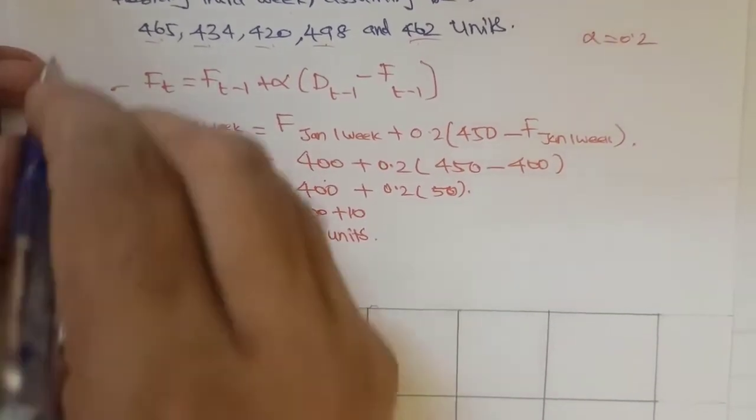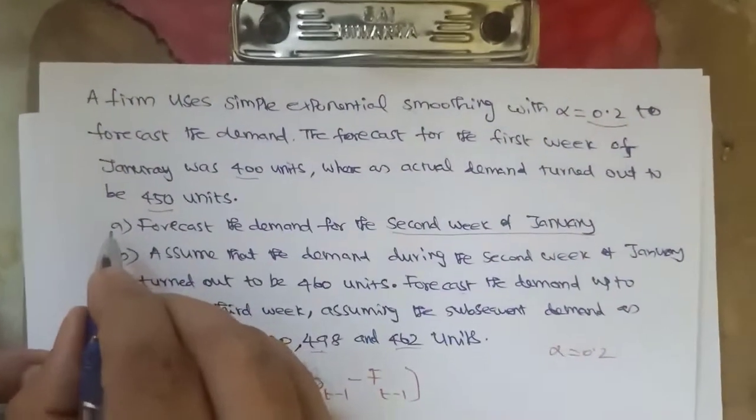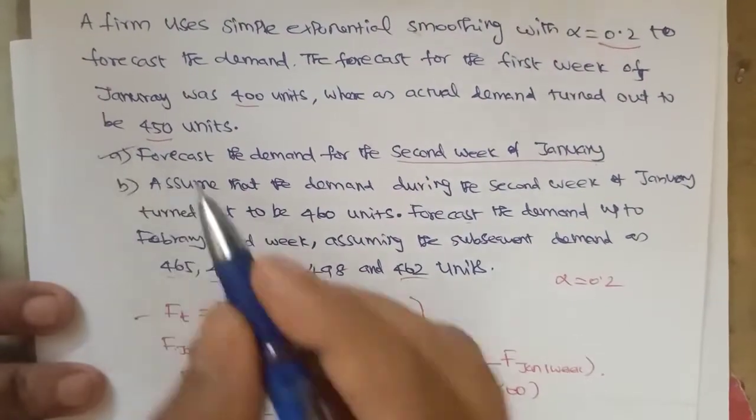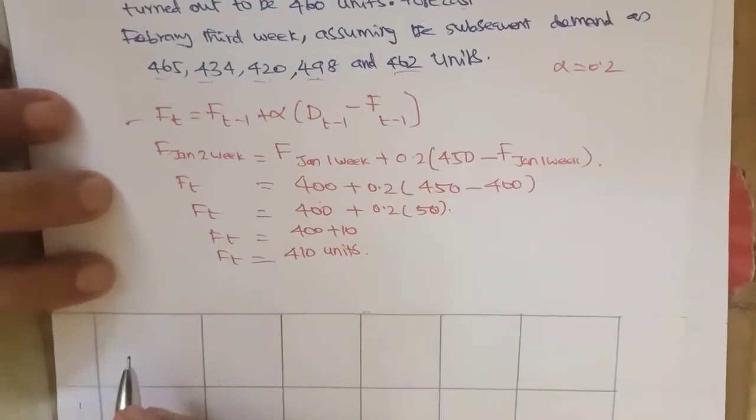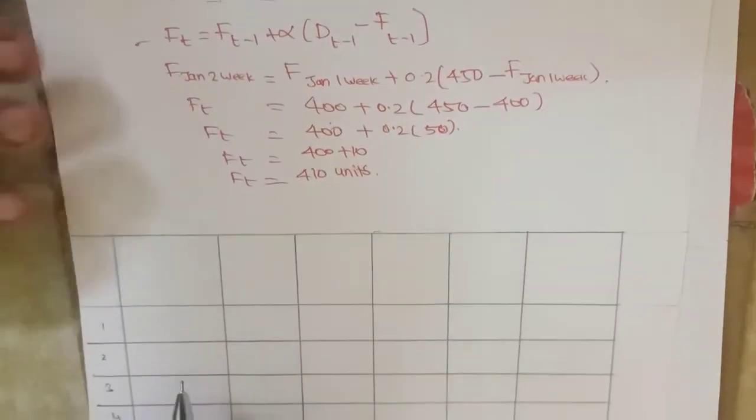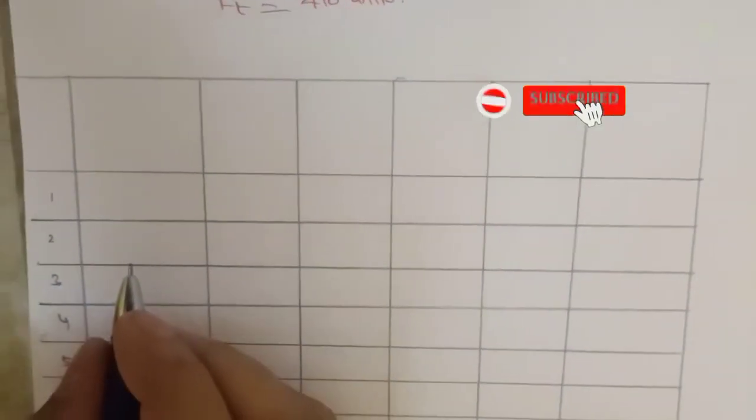Yeah, now we completed the first part, that is forecast demand for the second week of January. So now we are going to subdivision B. For solving subdivision B, we are going to draw the table here.